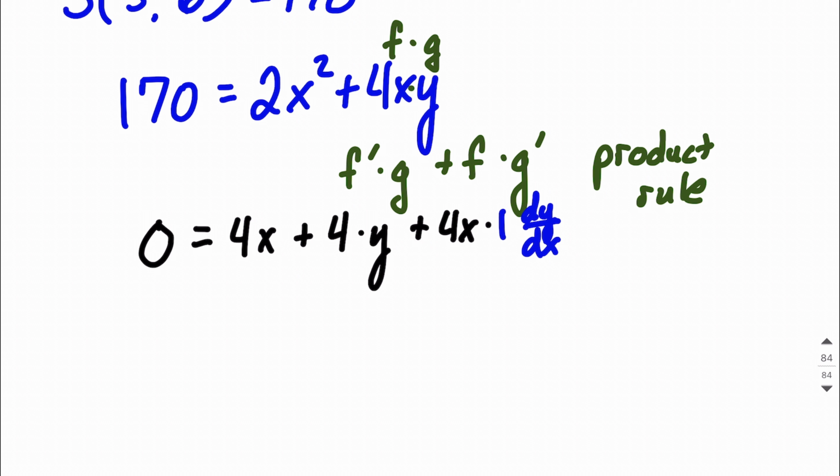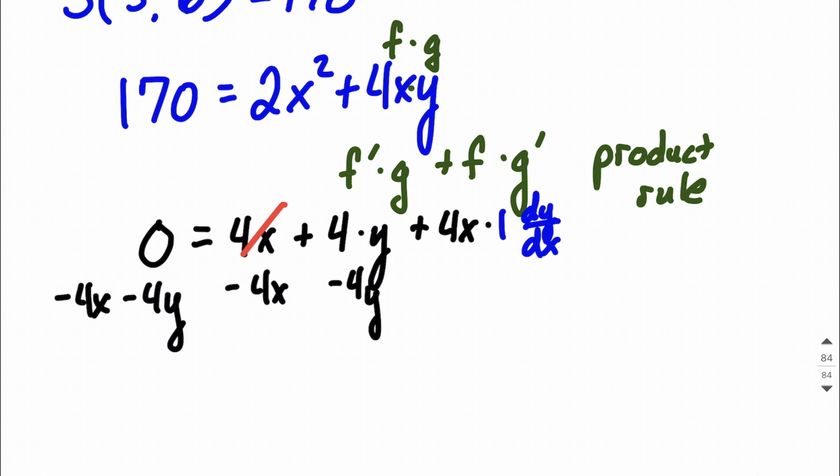From here, it's really a bunch of rearranging and simplifying down to isolate the dy dx on one side if we want to get a function for this, and then we'll come back at the end and plug in the 5 for x and the 6 for y. So to isolate this dy dx on one side, we're going to have to move that 4x to the other side. Because it's positive, we'll go ahead and subtract 4x from both sides. We need to move that 4y to the other side. So again, we'll subtract it from both sides.